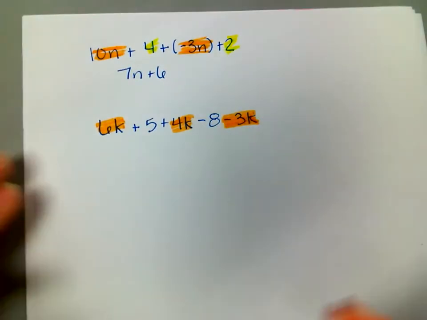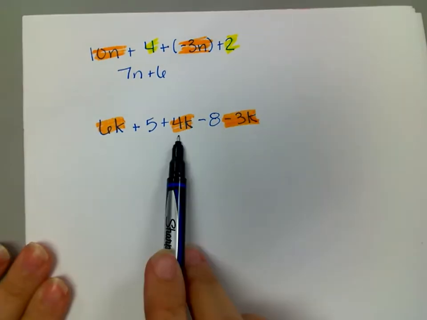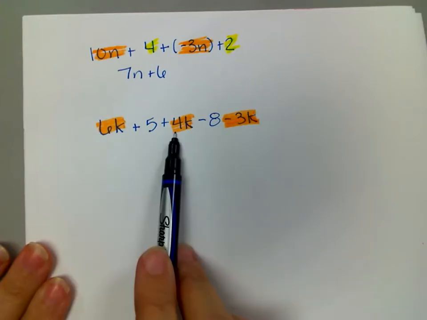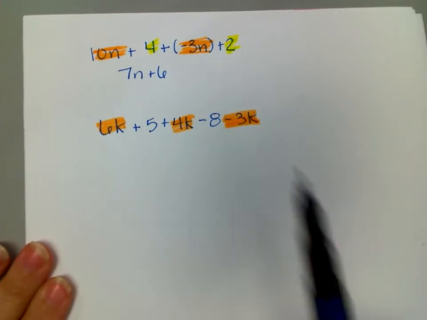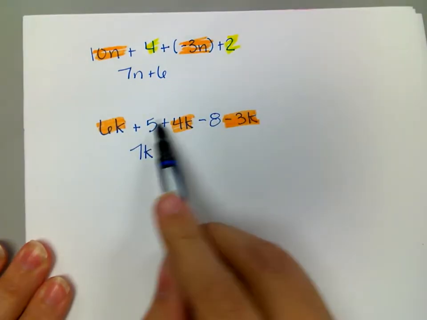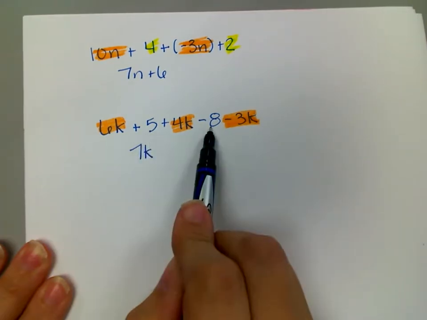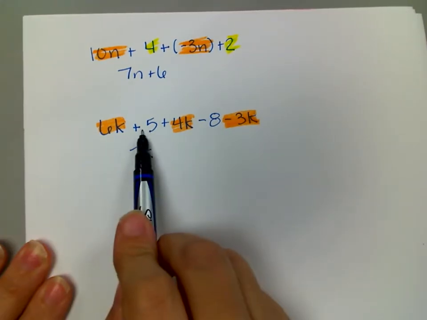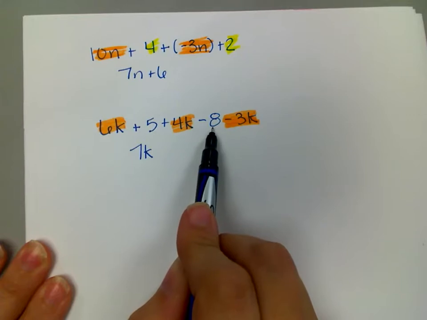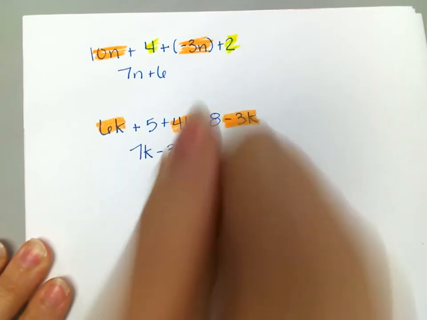So I'm going to keep that subtraction sign with that 3k because that's the same thing as plus and negative, right? So I have 6 plus 4 minus 3. So 6 plus 4 is 10, and then 10 minus 3 is 7. So that's going to be 7k. And then here I have 5 and negative 8. So I've got a positive and a negative that I'm adding together. Since they're different signs, I'm going to subtract and keep the sign of the bigger number. So that'll be negative. So that's going to be minus 3.